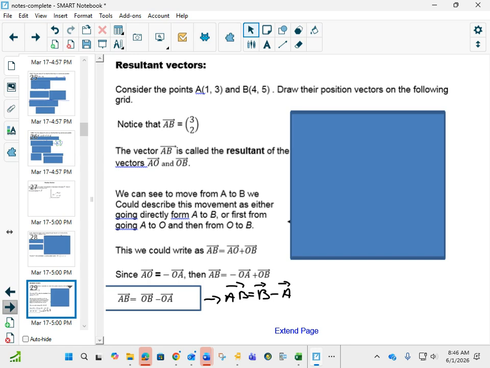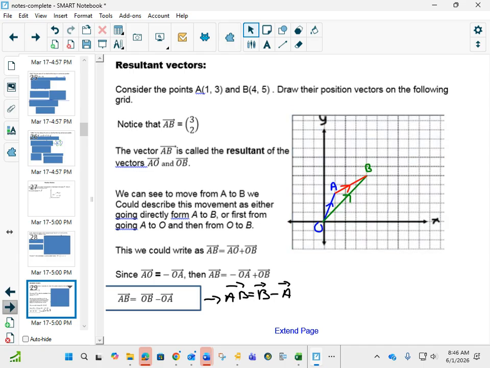And now we can get close to doing math with vectors. So far we've been doing a bunch of setup stuff. So if we consider the points A, 1, 3, and B, 4, 5, we could draw their position vectors. A and B. So my position vector for A is the blue one. My position vector for B is the green one.